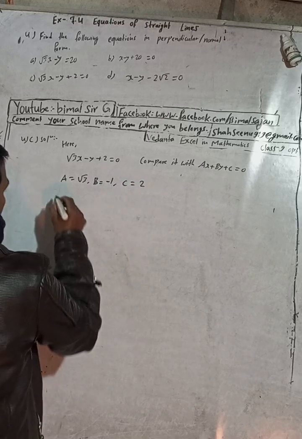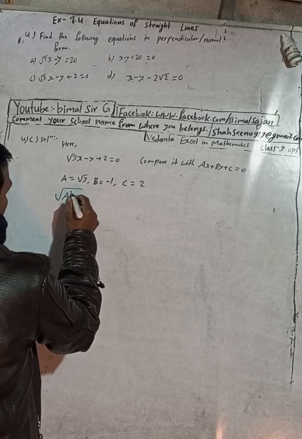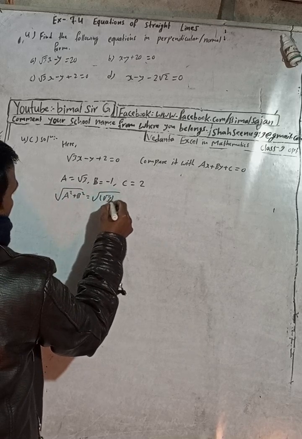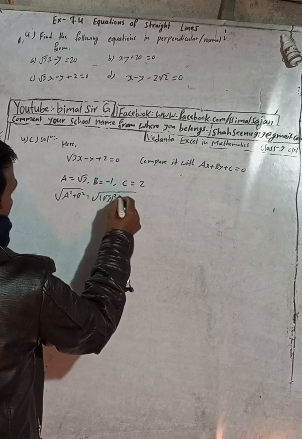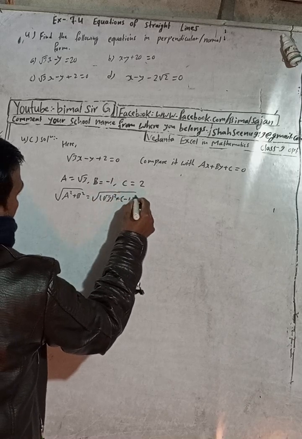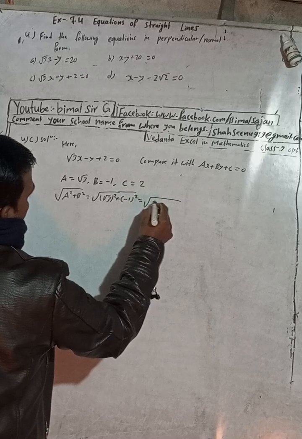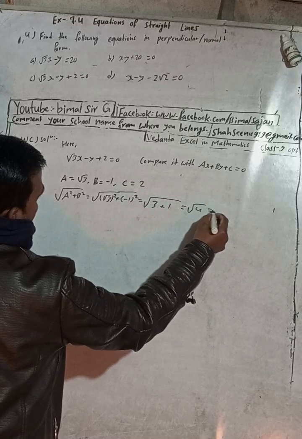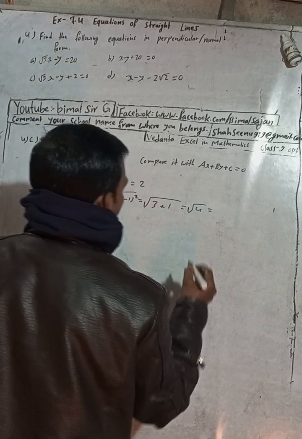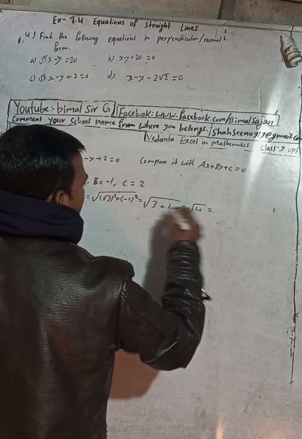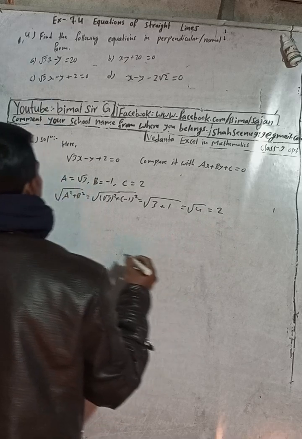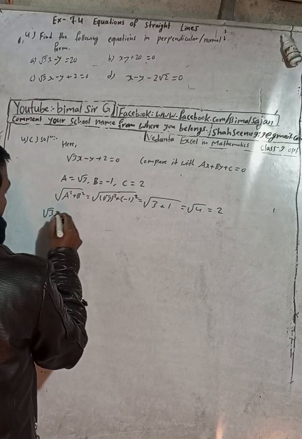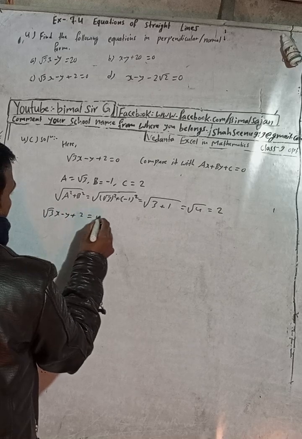Now we find root under a square plus b square. So root 3 whole square plus minus 1 whole square. When you solve this, root 3 square is 3 plus minus 1 square is plus 1, so this is equal to root 4, which is equal to 2. Now take back this equation: root 3x minus y plus 2 is equal to 0.